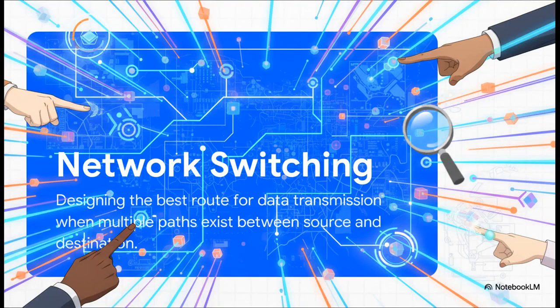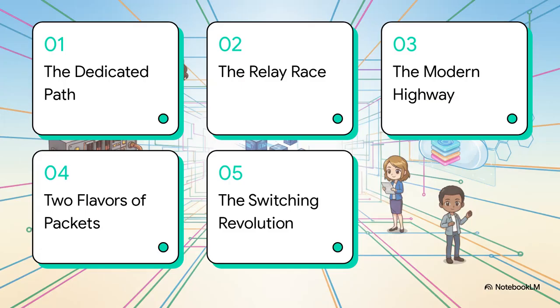Well, the secret sauce, if you will, is something called network switching. The best way to think of it is like the internet's ultimate traffic control system. It's constantly making these split-second decisions to guide your data along the most efficient path it can find at that exact moment. All right, so here's what's on the docket today.